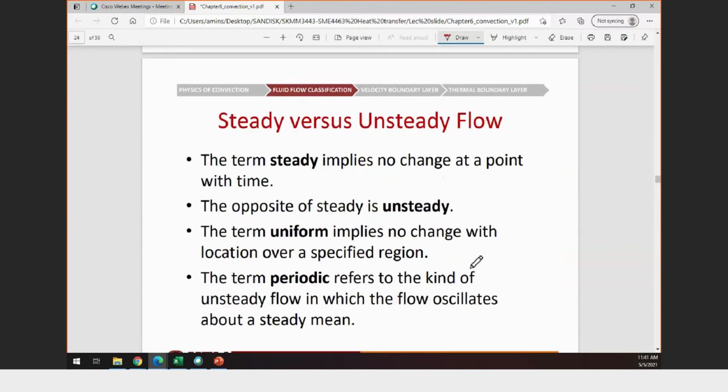Steady versus unsteady, I think you know this. This is just a matter of how the properties change as a function of time. The term steady implies no change at a point with time. In most cases, our analysis will be in steady state.